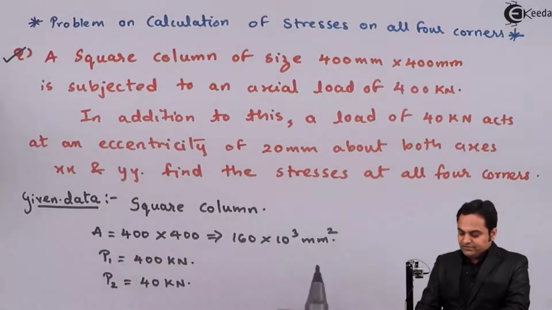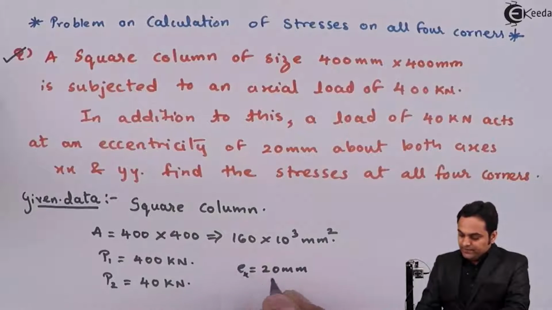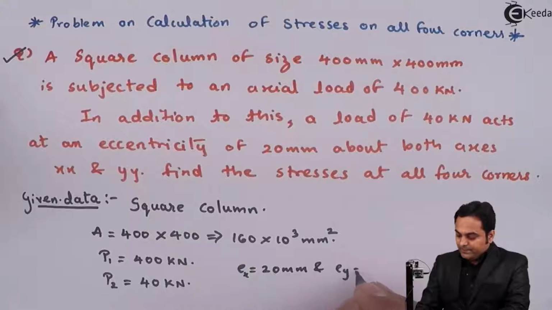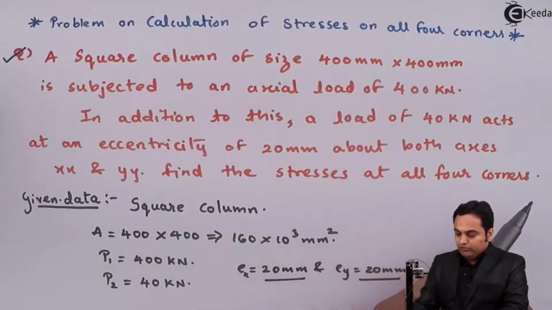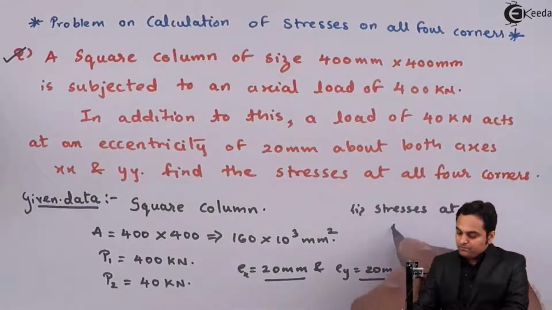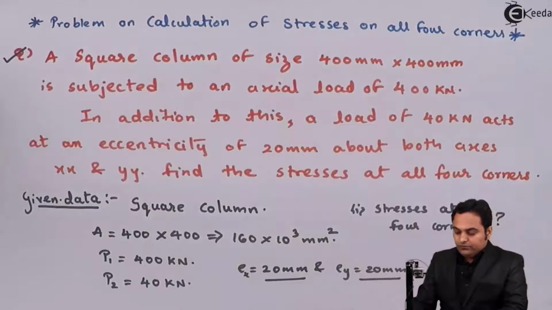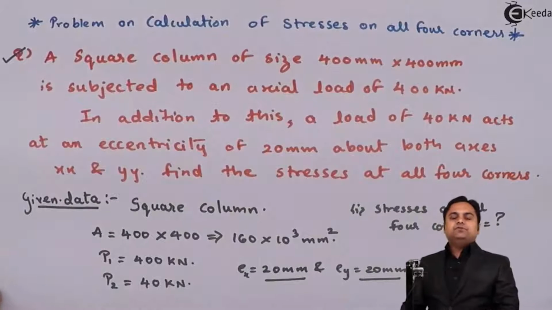It acts at an eccentricity. So here I'll write down eccentricity E as 20 mm about both the xx and yy axis. So it is ex and ey, both having the same value of 20 mm. The question is to find the stresses at all four corners. So here we have the question. Now with the data available, let us try to get the solution to this question.